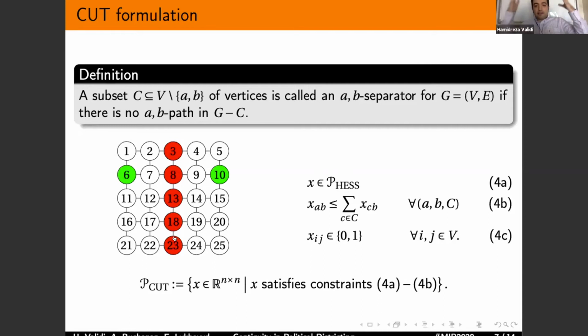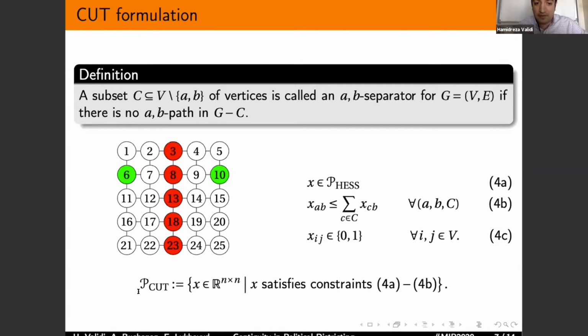And the idea is that, if X_AB is equal to 1, at least one of these vertices in the set C, which is called the AB separator, should also be selected. And this is for every A, B, and C, so we have exponentially many constraints. Then we should talk about the separation problem, and we will do that in the next few slides.